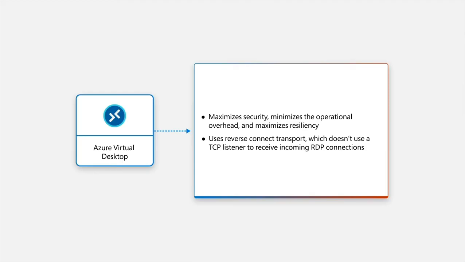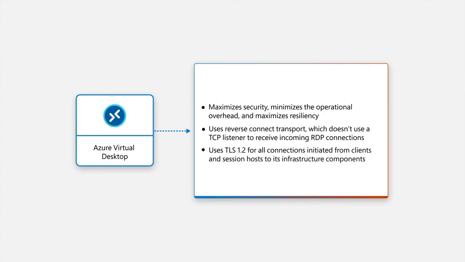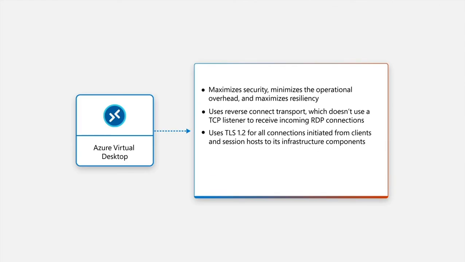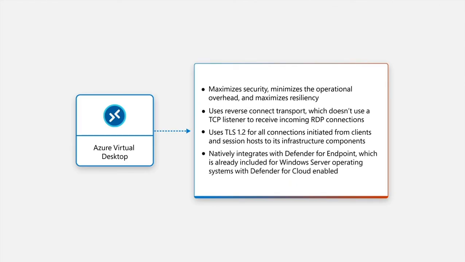Unlike the on-premises remote desktop services deployment, reverse connect transport doesn't use a TCP listener to receive incoming RDP connections. Instead, it only requires outbound connectivity to the Azure Virtual Desktop infrastructure over the HTTPS connection, which makes it inherently more secure than the traditional VDI-based model. TLS 1.2 is used for all connections initiated from the clients and session hosts to the Azure Virtual Desktop infrastructure components. In addition, Azure Virtual Desktop natively integrates with Defender for Endpoint.